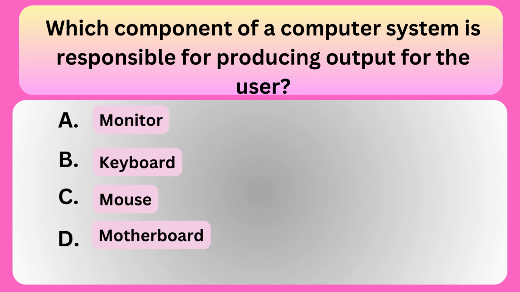Which component of a computer system is responsible for producing output for the user? Monitor, keyboard, mouse, motherboard. And the right answer is monitor.